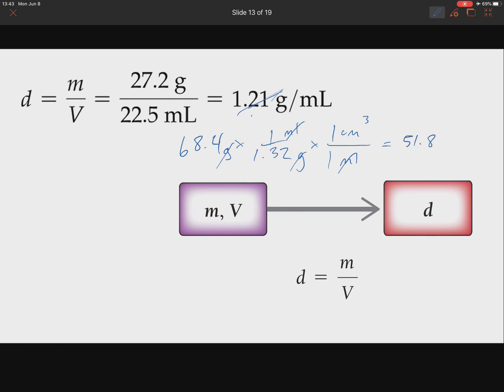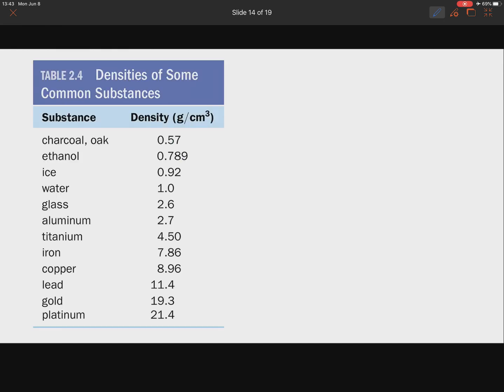So you can check your math along with that. So 68.4 grams would be 51.8 centimeters cubed if we were looking for that number, the volume. So we can use density as a way to convert. Now, density can also be used as a way to identify a substance, like if we know the density, but we don't know what the object is.